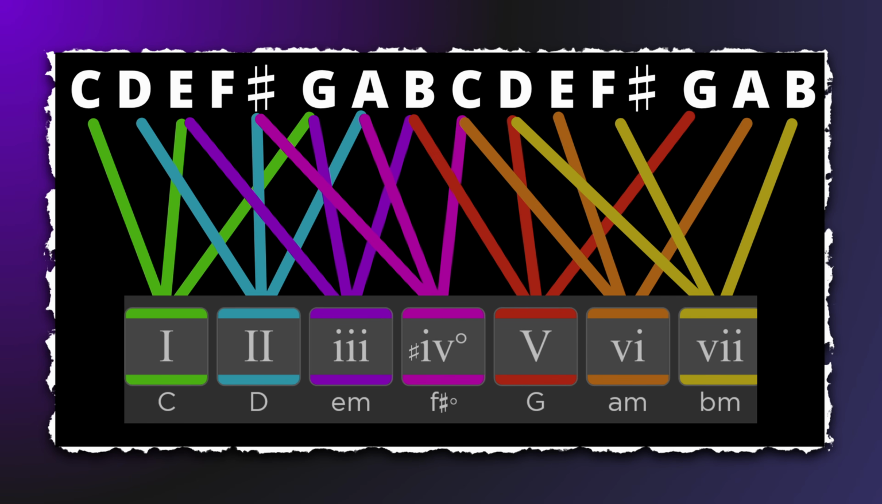1 C major, 2 D major, 3 E minor, sharp 4 F sharp diminished, 5 G major, 6 A minor and 7 B minor. So C Lydian is good for guitar players because it has a lot of chords that can be played as simple open chords. It's also the most common Lydian tonality.